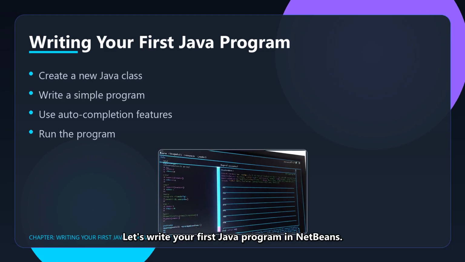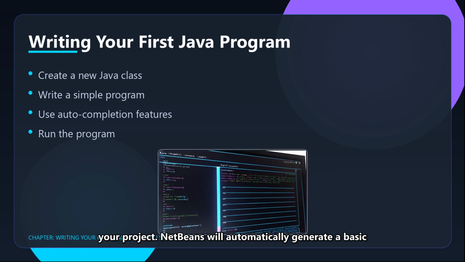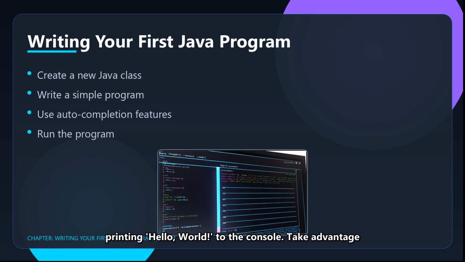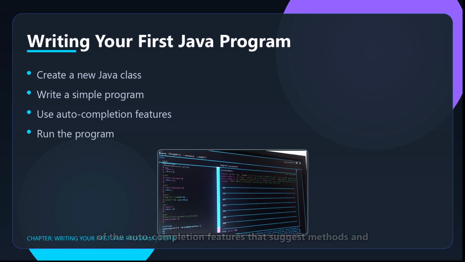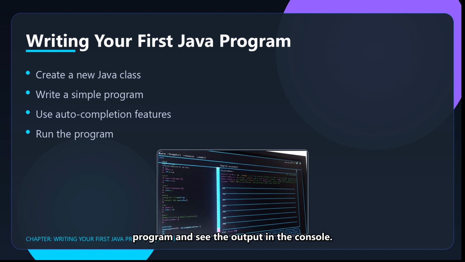Let's write your first Java program in NetBeans. Start by creating a new Java class in your project. NetBeans will automatically generate a basic template for you. Write a simple program like printing "Hello, world" to the console. Take advantage of the auto-completion features that suggest methods and variables as you type. Once your code is ready, click the Run button to execute your program and see the output in the console.